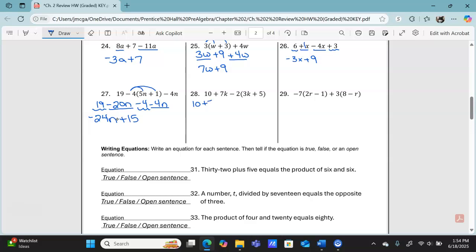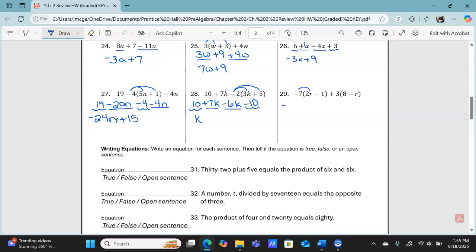Here, the 10 plus 7k, and now I need to use my distributive property. Negative 6k, negative 2 times positive 3. Negative 2 times positive 5 is negative 10. So dealing with my letters, 7k minus 6k would only leave me 1k left, and I'm not going to write the 1, it's there. And then 10 minus 10 is 0, so our answer is just k.